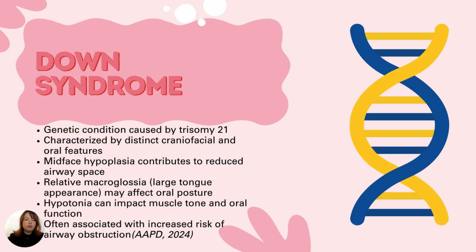Next, we will be going over Down syndrome, which is a genetic condition caused by trisomy 21. It is characterized by distinct craniofacial and oral features. Midface hypoplasia contributes to reduced airspace. Relative macroglossia, which is a large tongue appearance, may affect oral posture. And hypotonia can affect muscle tone and oral function, often associated with an increased risk of airway obstruction.